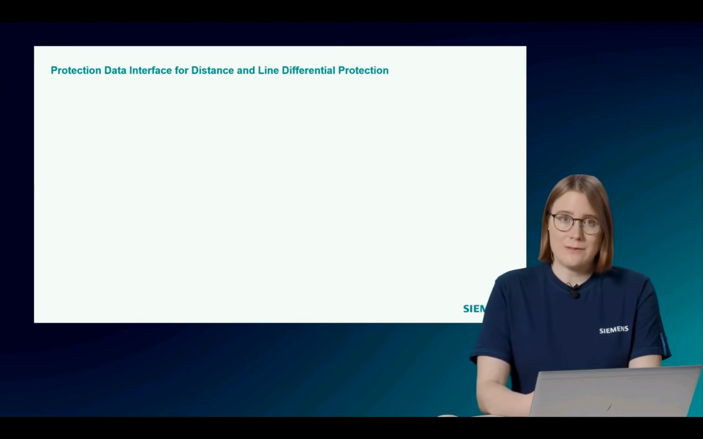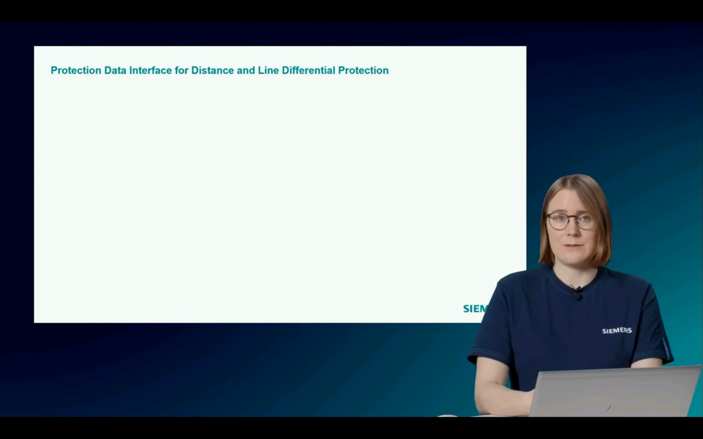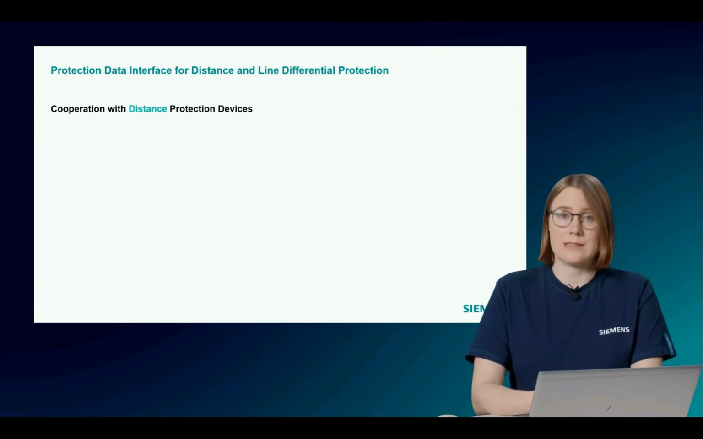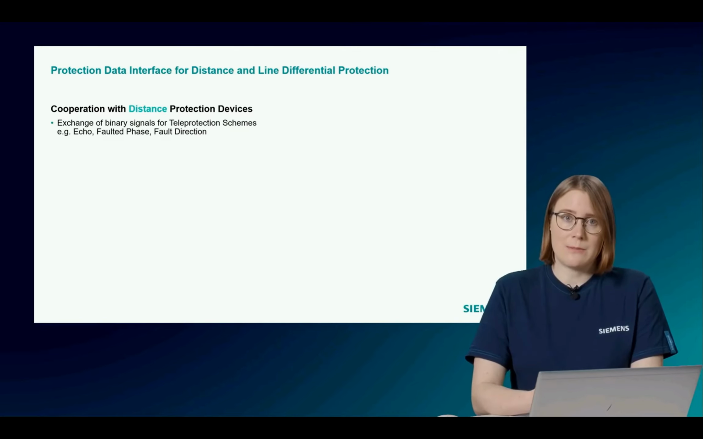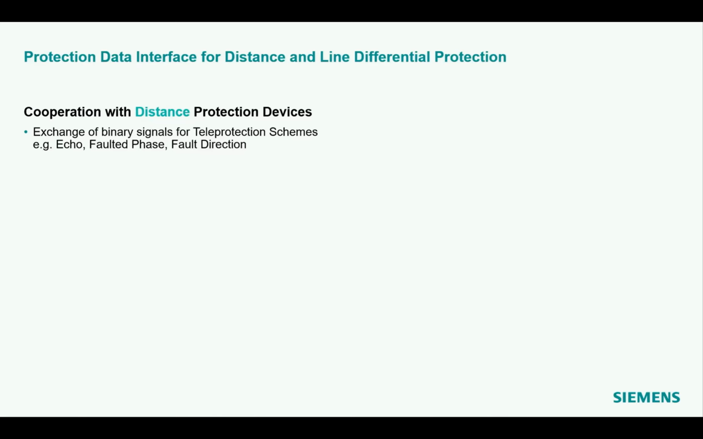Our SIPROTEC 5 devices can work together with SIPROTEC 4 devices in a line differential protection scheme, but can also cooperate with SIPROTEC 4 distance protection devices. We start with the use case distance protection. For distance protection applications, we only need to exchange binary signals for teleprotection schemes, like an echo signal, the information about the faulted phase or the fault direction.